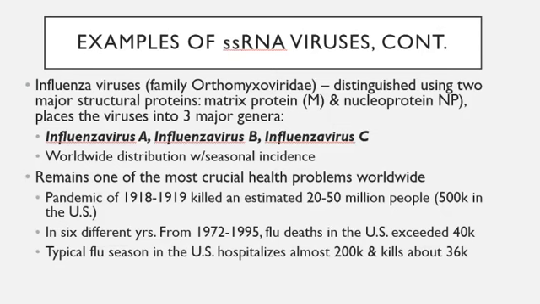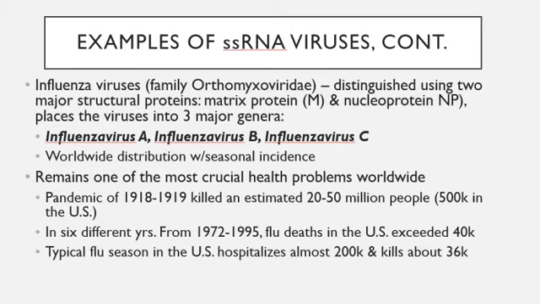More examples of single-stranded RNA viruses include influenza viruses. Influenza viruses are distinguished using two major structural proteins, a matrix protein and a nucleoprotein, which places the viruses into three major genera: influenza A, influenza B, or influenza C. These have worldwide distribution and seasonal occurrences, and influenza viruses remain one of the most crucial health problems worldwide.